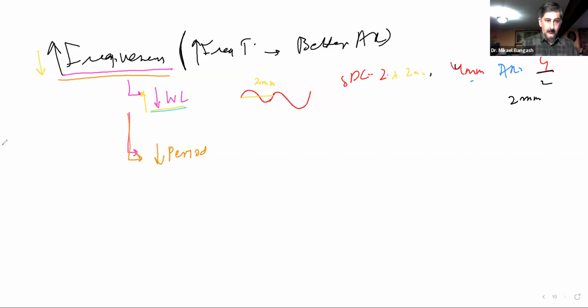But in a similar case, if we say that we have a lower wavelength because of a greater frequency, although we still have only 2 cycles, that's still less ringing. Here the wavelength is just 1 millimeter. So in this instance, our spatial pulse length is 1 millimeter, which is the wavelength, multiplied by the number of cycles, which was 2.